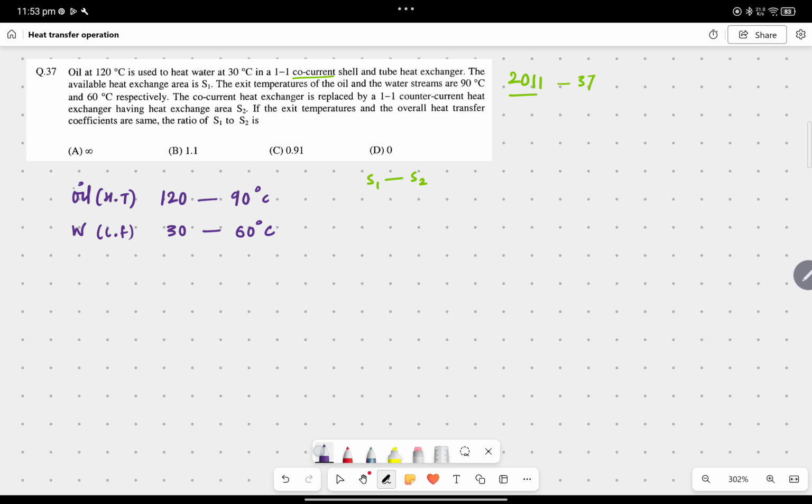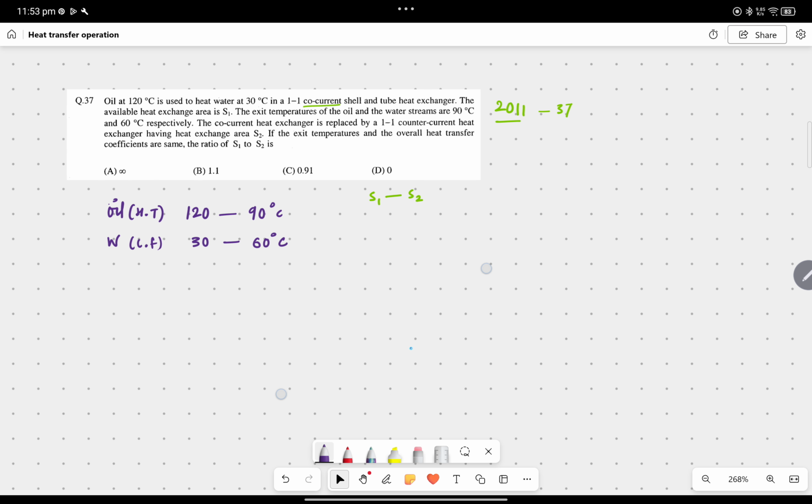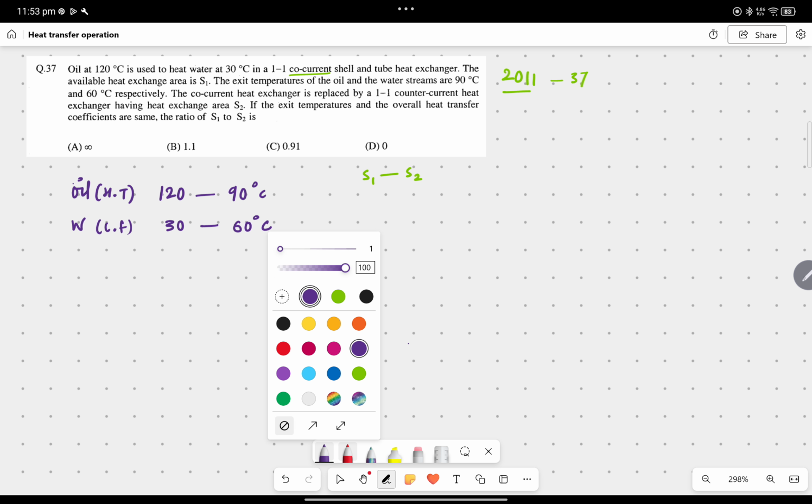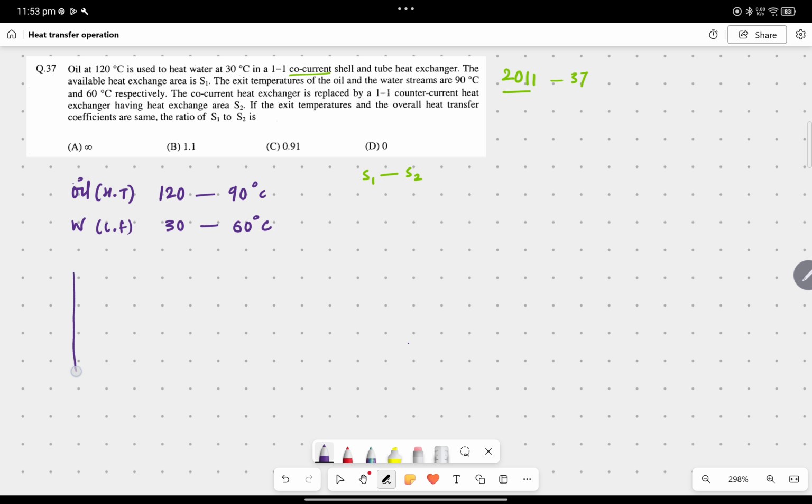Now what we are going to do is write the basics. First of all, see how this is behaving in co-current and counter current fashion, right? So let's draw the graph of co-current and counter current. First of all, let's draw co-current, okay, and then counter current. This is a very simple question actually. So this is for co-current and this is for counter current, right?